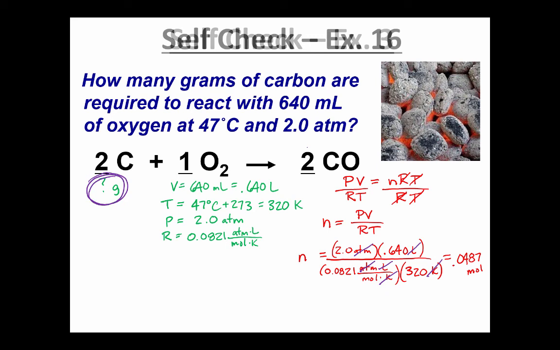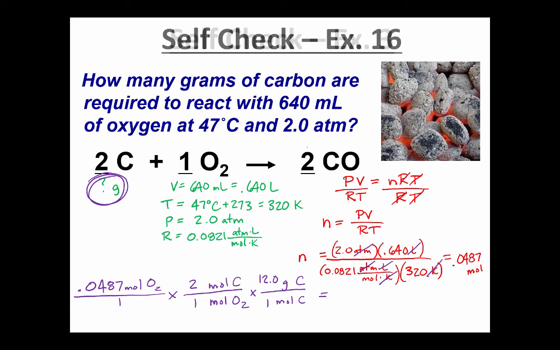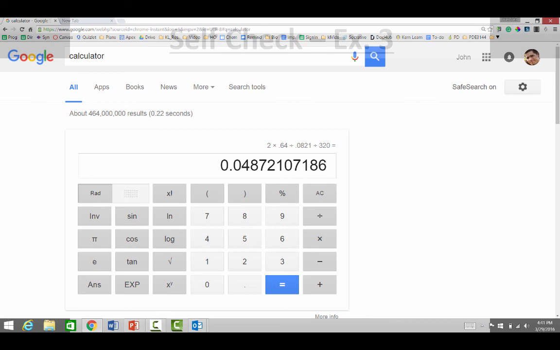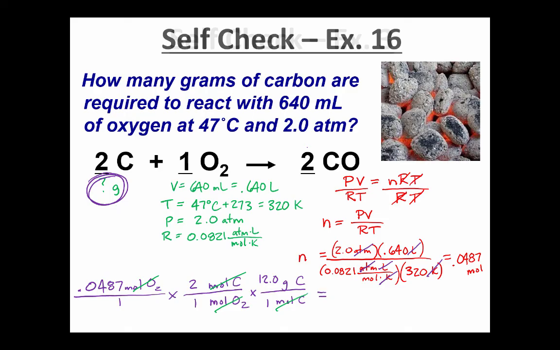But remember, we're looking for the grams of carbon. So we'll use 0.0487 moles of oxygen to do a shortened version of a stoichiometry problem, one in which we start with moles instead of liters or grams. So the next step is the mole-mole ratio, and then we convert from moles to grams. All units cancel, leaving grams, and the calculated answer is 1.169, etc., which we round to 2 significant digits, or 1.2 grams.